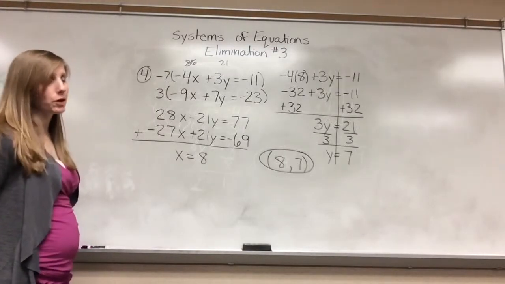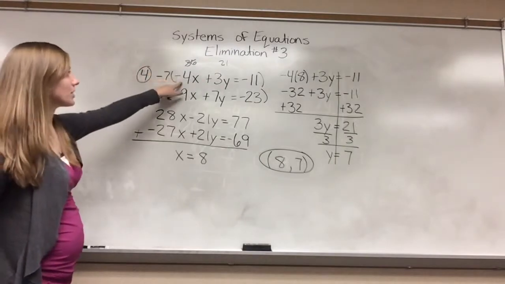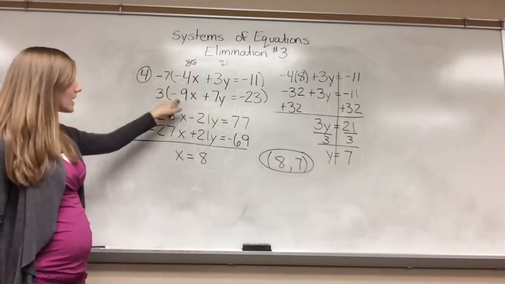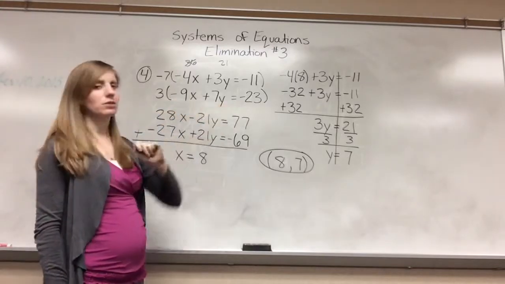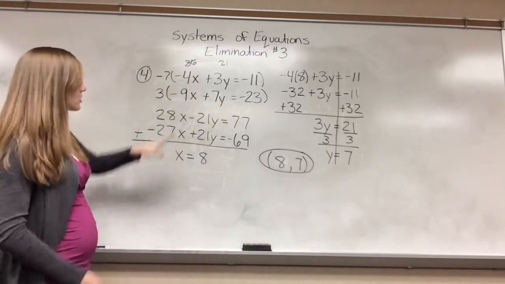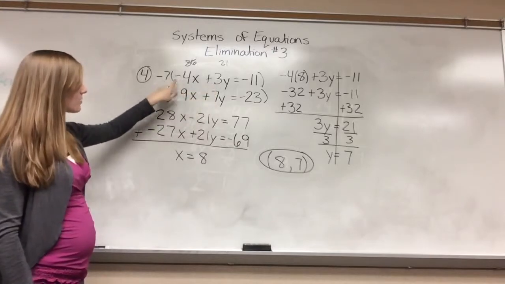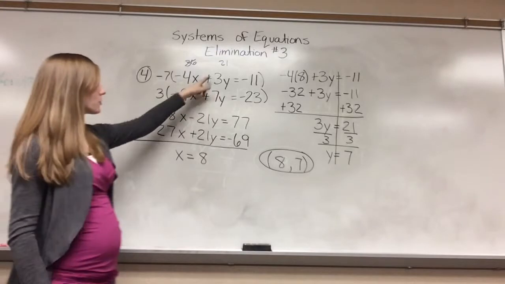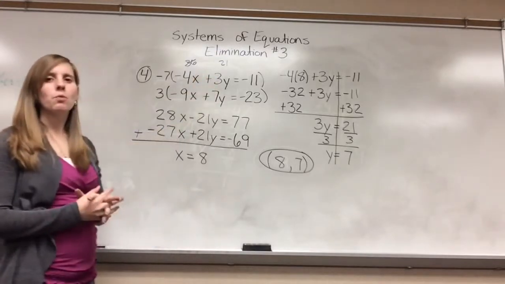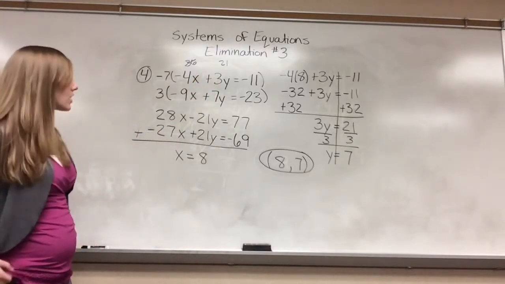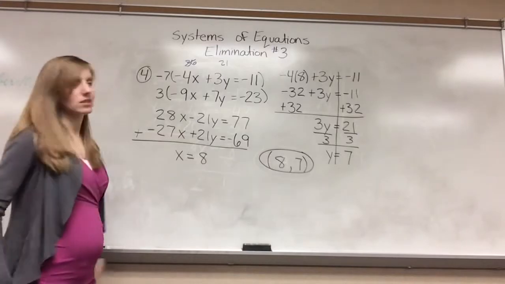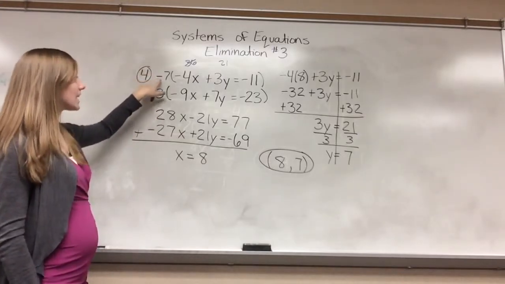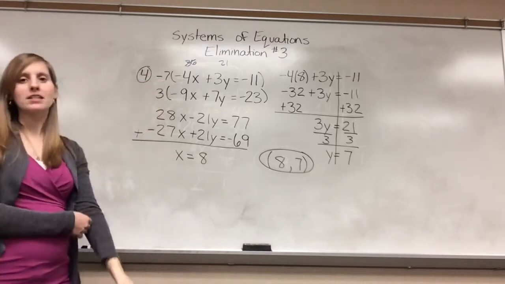For problem number 4, our two equations were negative 4x plus 3y equals negative 11, and negative 9x plus 7y equals negative 23. So I took a look at our letters. I found that 4 and 9, their common number was 36. And then for 3 and 7, their common number was 21. So I went with the y's, the 3 and the 7, because the number was smaller. So I multiplied the first equation by negative 7 and the second equation by positive 3.